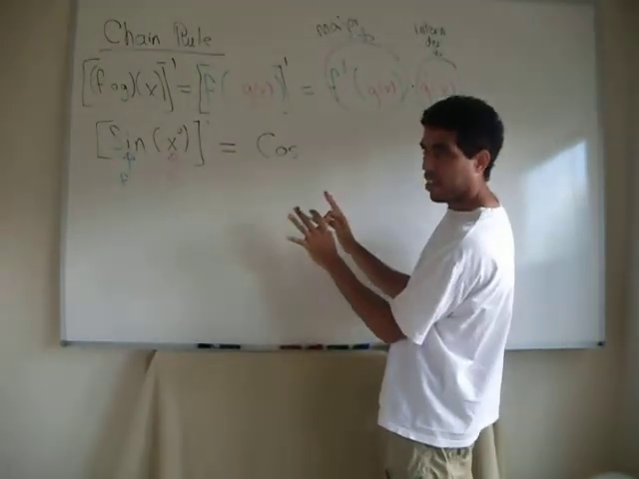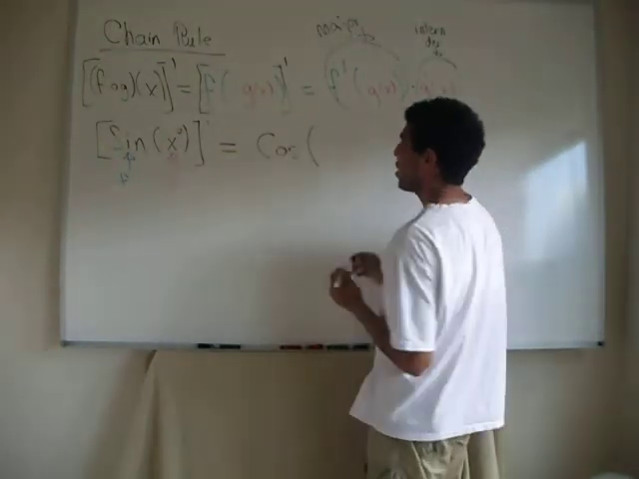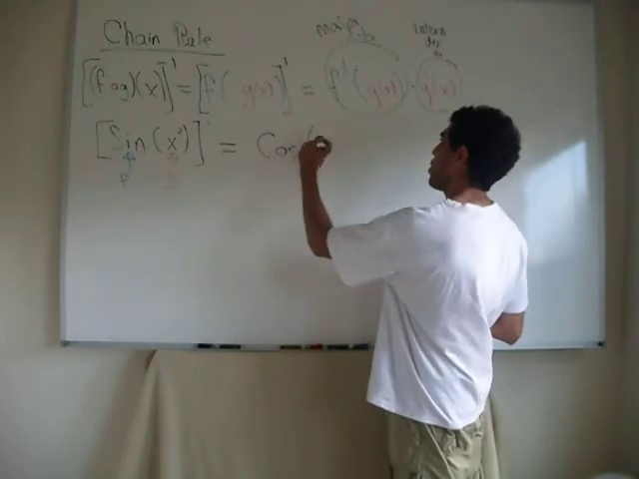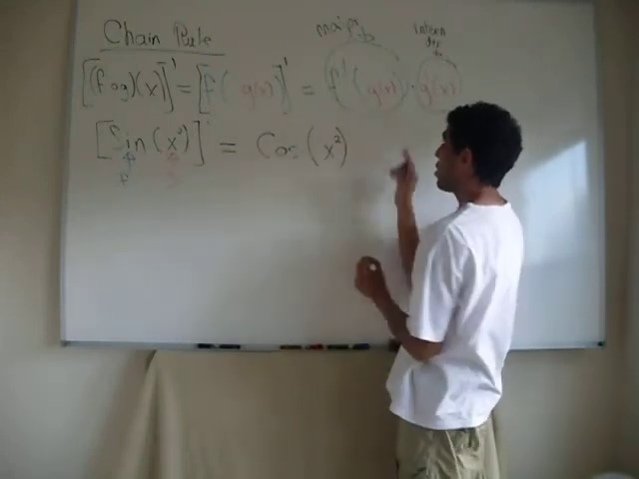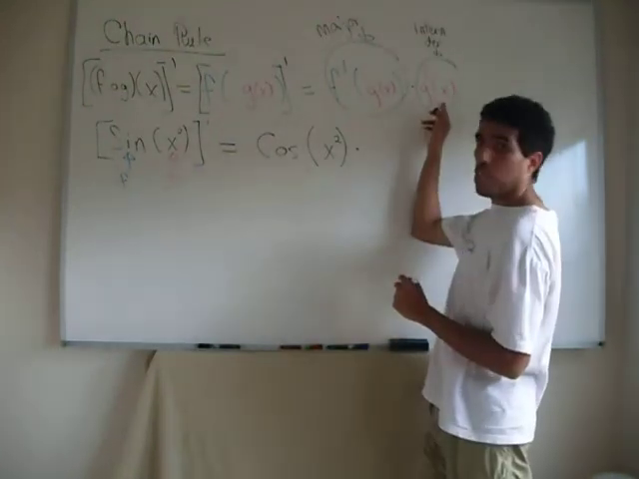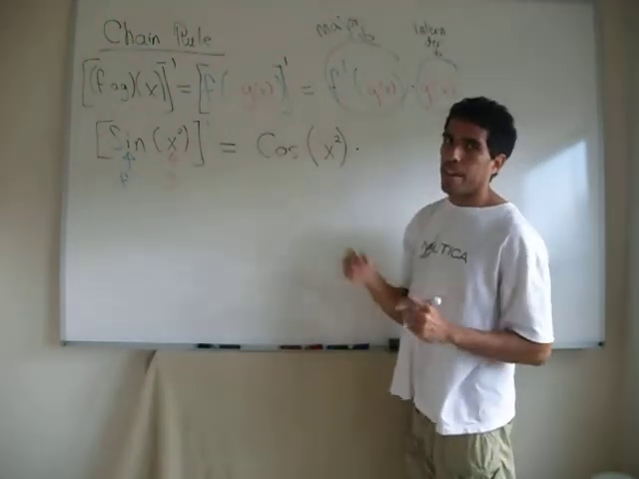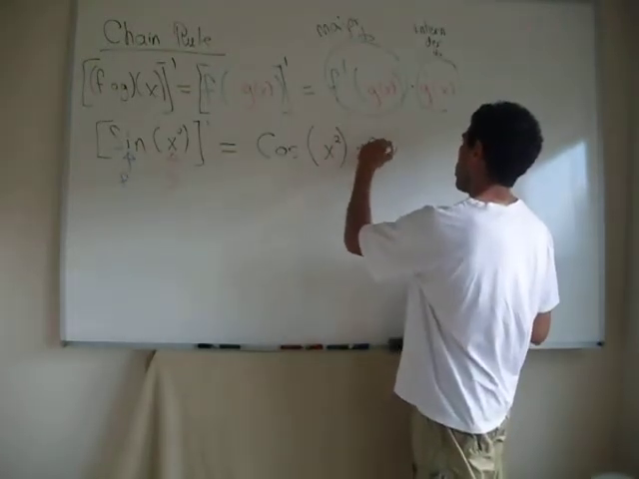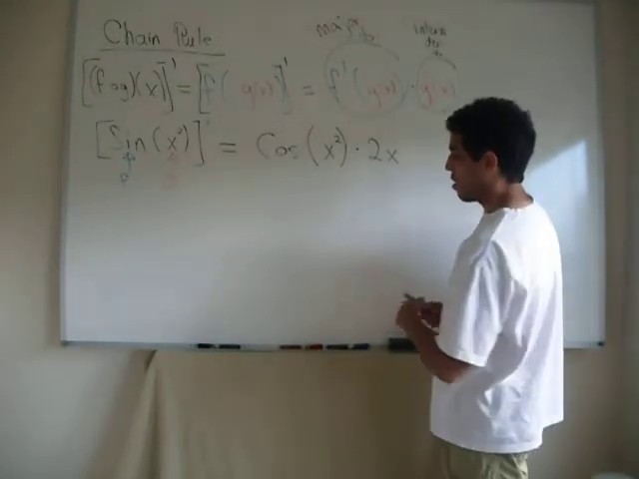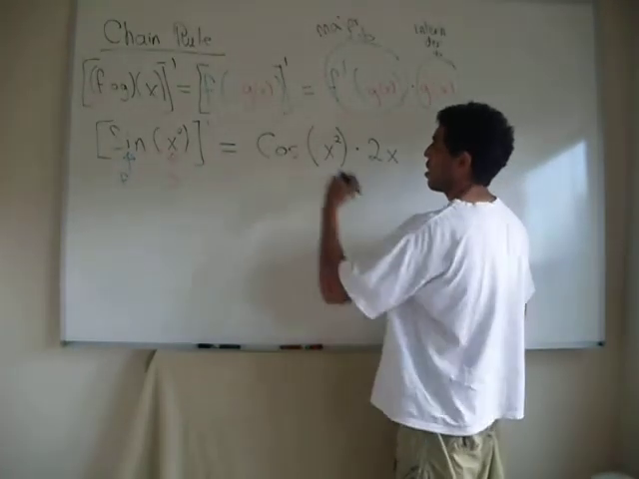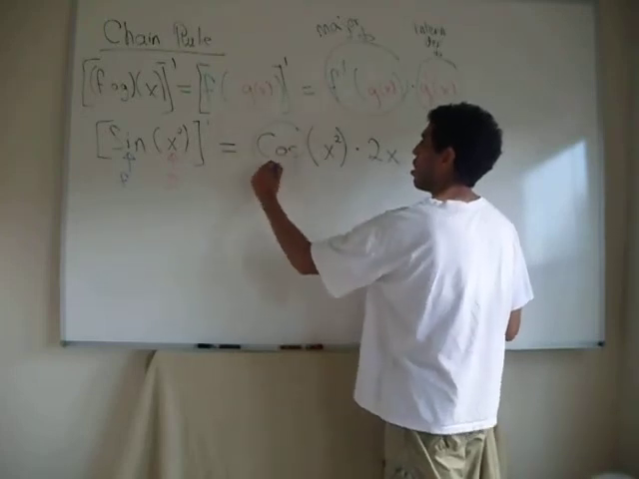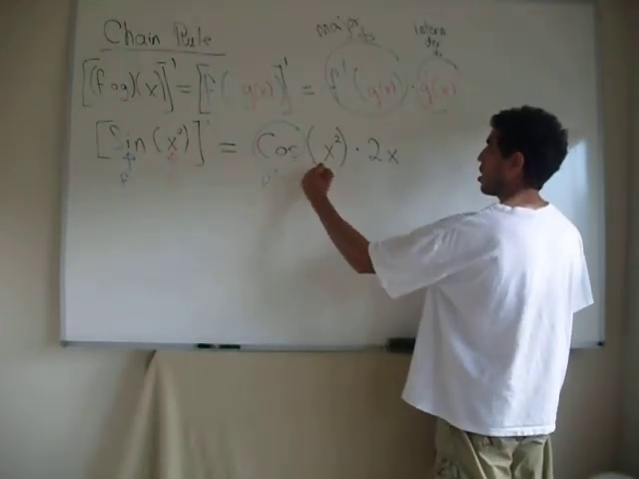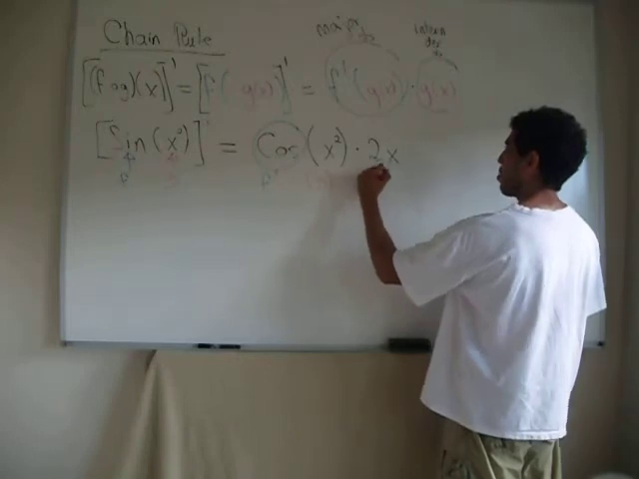And I stop right there. Evaluated in g. What is g? x squared. Times g prime. What is g? x squared. What is the derivative of x squared? 2x. And there we go. Just like that. This is f prime evaluated in g times g prime.